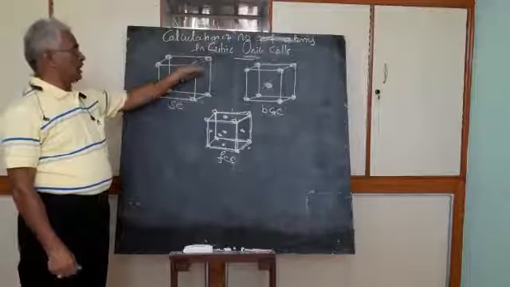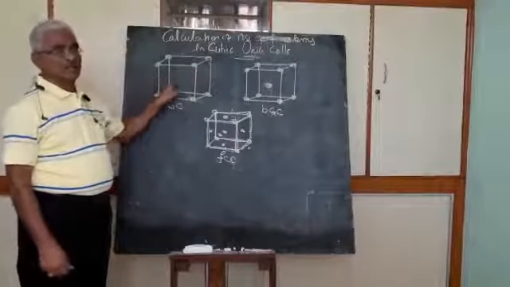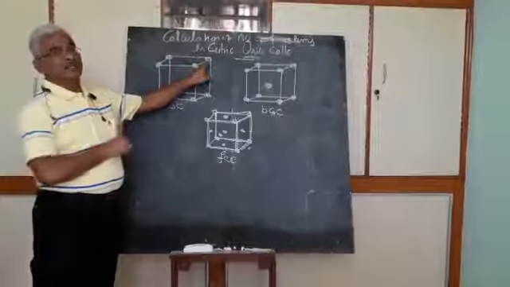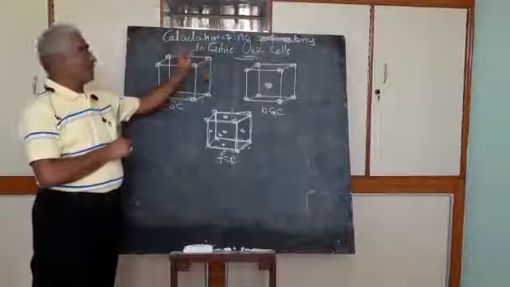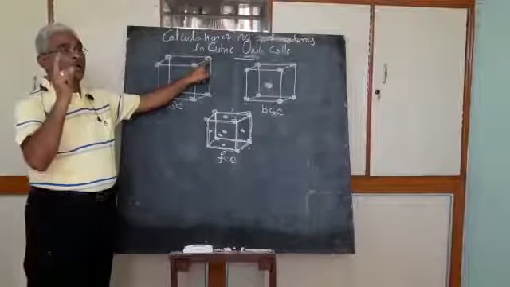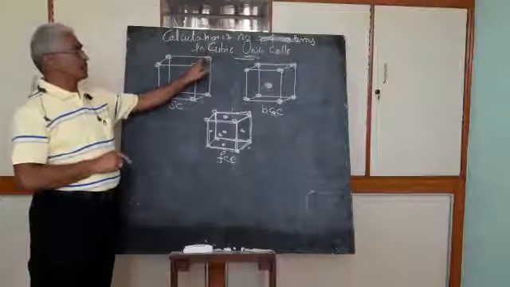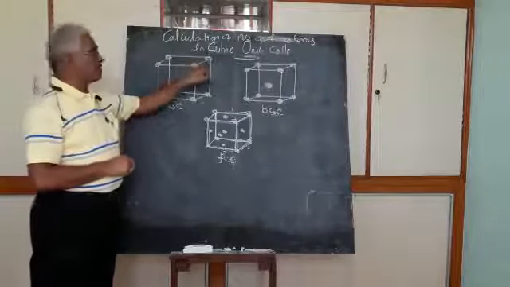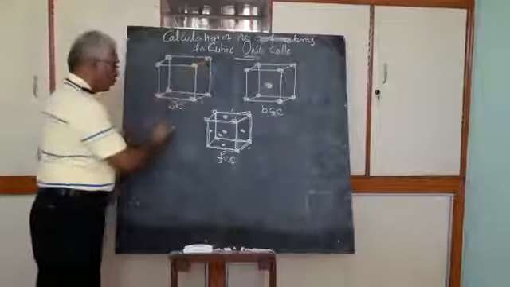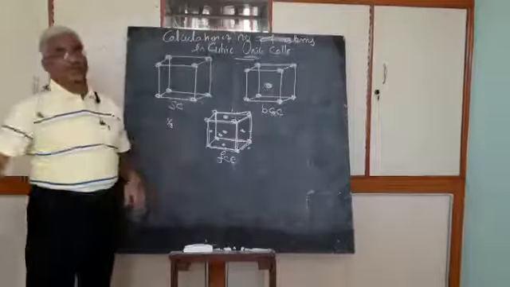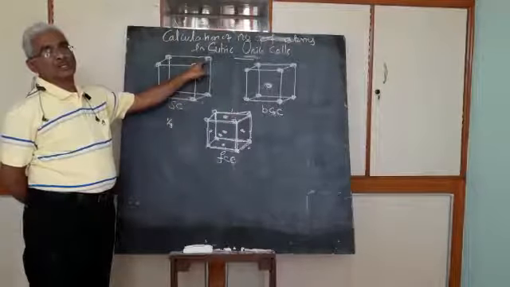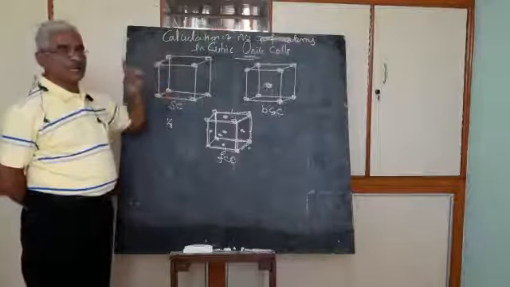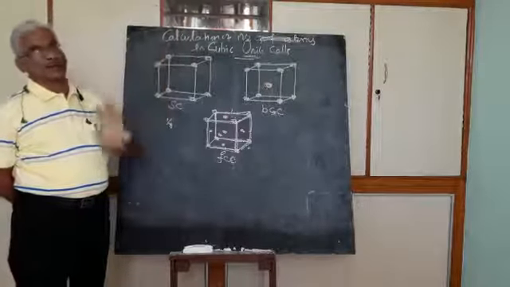We know 8 atoms are present at the 8 corners. Just now I told you that in SC unit cell, an atom at the corner is shared by 8 unit cell, not only in this unit cell, this is present in 8 unit cell. So for this unit, the share of this atom is only 1/8, because it is shared by 8 unit cell. So likewise, all the 8 atoms are shared by 8 other unit cells.